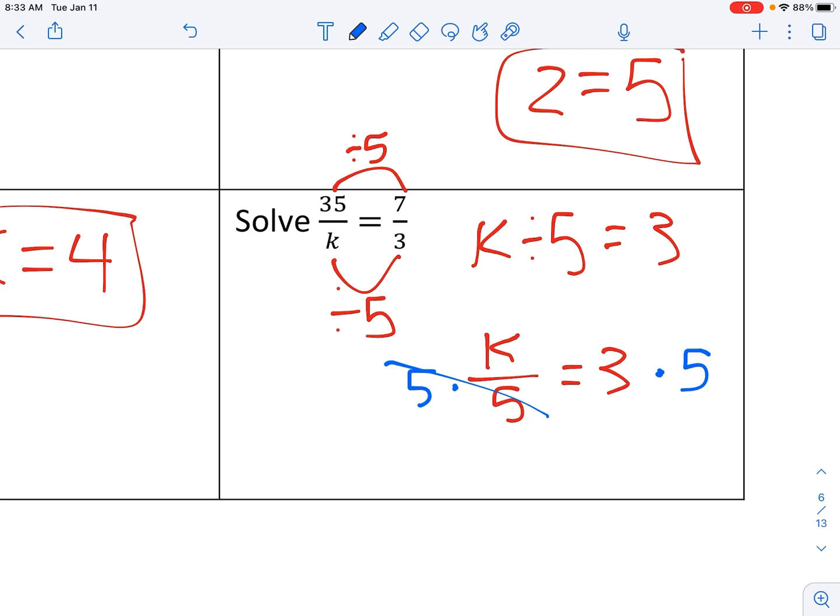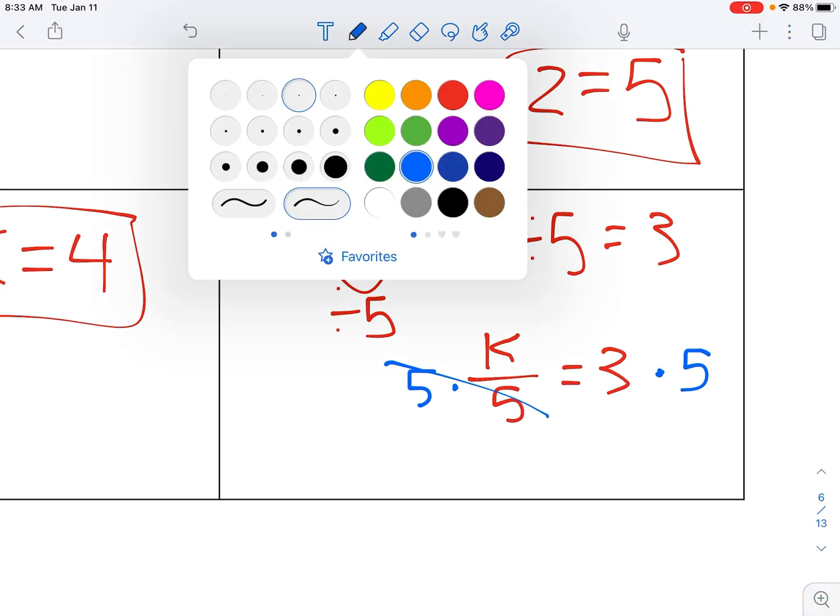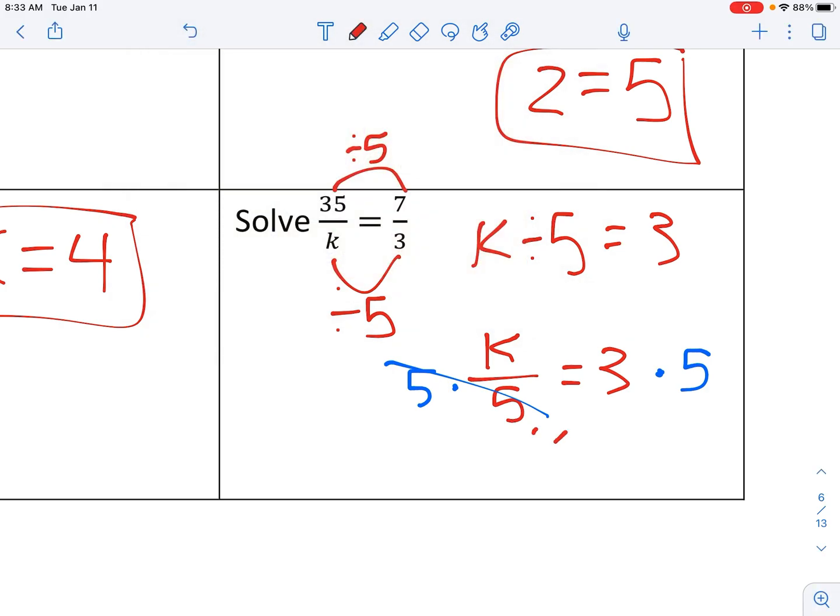Our 5's on the left cancel out. And we get k by itself, and it equals 15. Plug it back in. 15 divided by 5 equals 3. So that is correct.